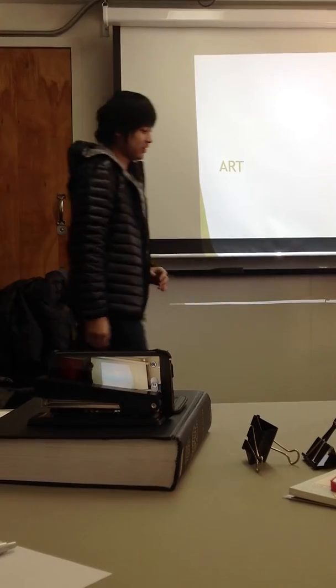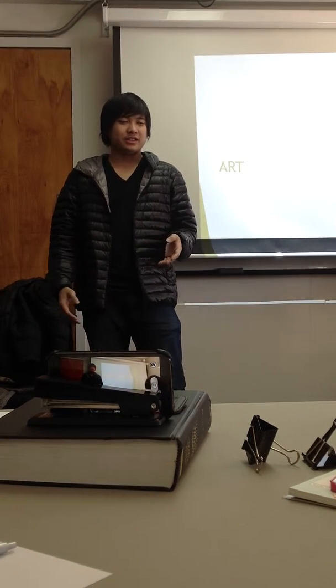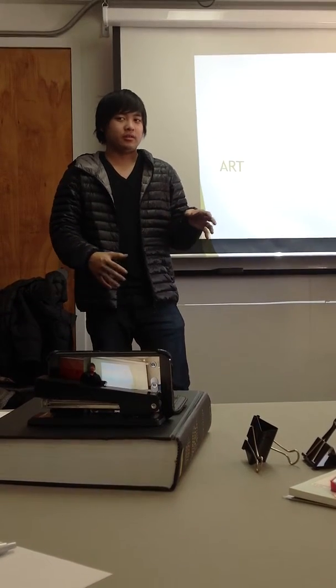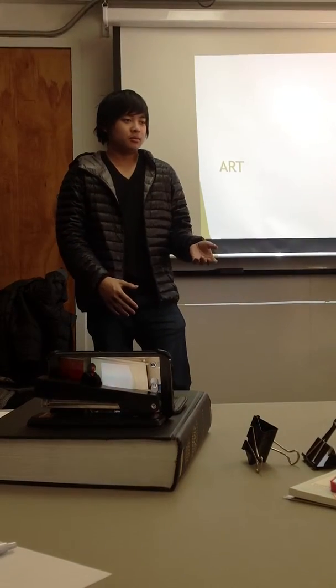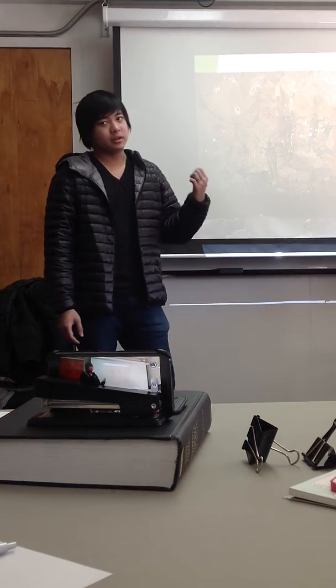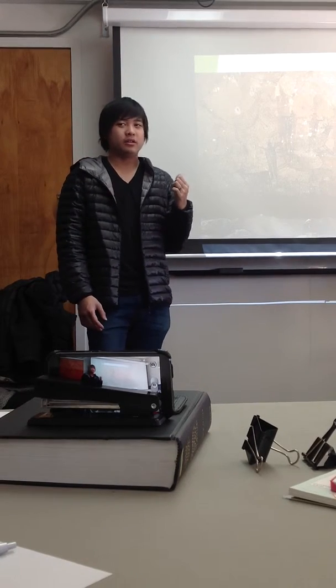Okay, so I'm going to talk about the arts. Art has always been part of mankind's history, and you can see a lot of ancient art during the caveman age, or around that age. For example, this one is a cave painting in California, which dates back 2,000 years ago.